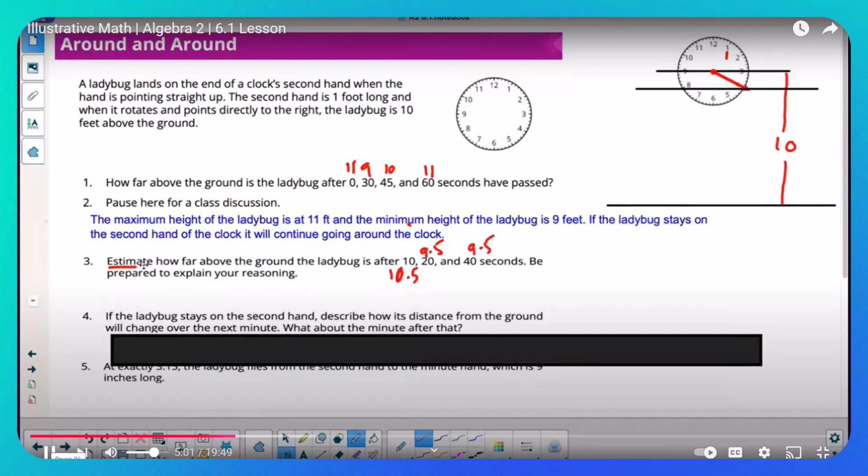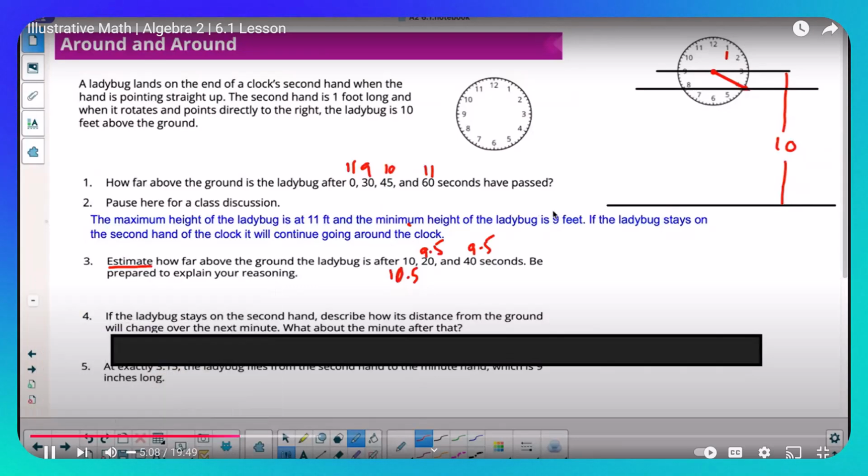Again, it's an estimate. It's not necessarily exact. It could be 9.4, 9.6, not really sure. It's definitely less than 10 though.